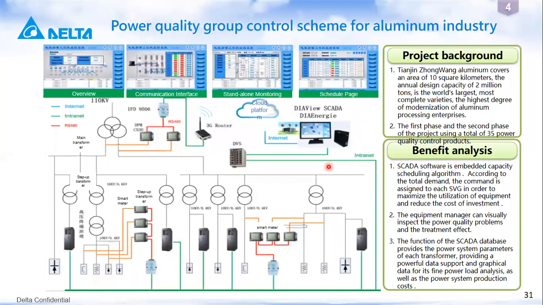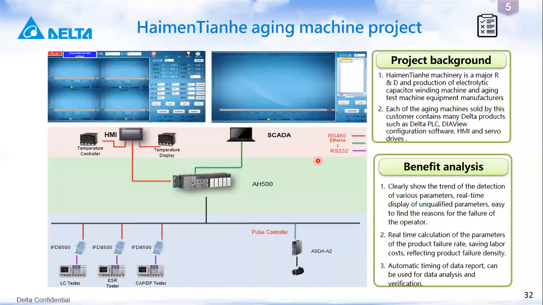And next one is the power quality group control for the aluminum industry in China. So actually in this project, we combine the APF product, power quality product, and then do some monitoring by the SCADA system. And next one is the aging machine testing project.